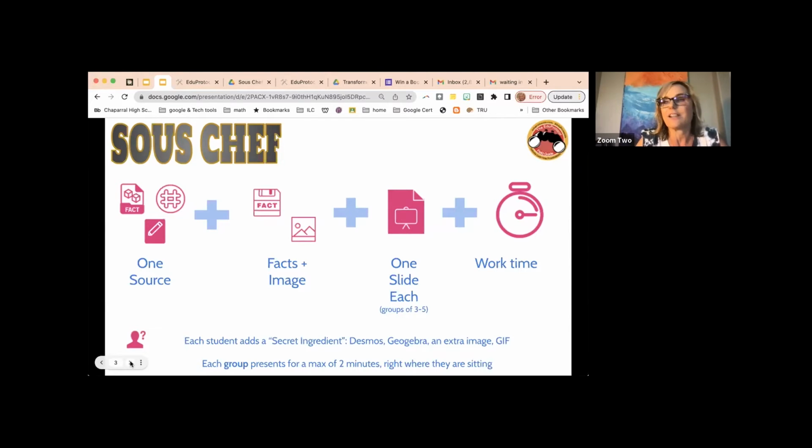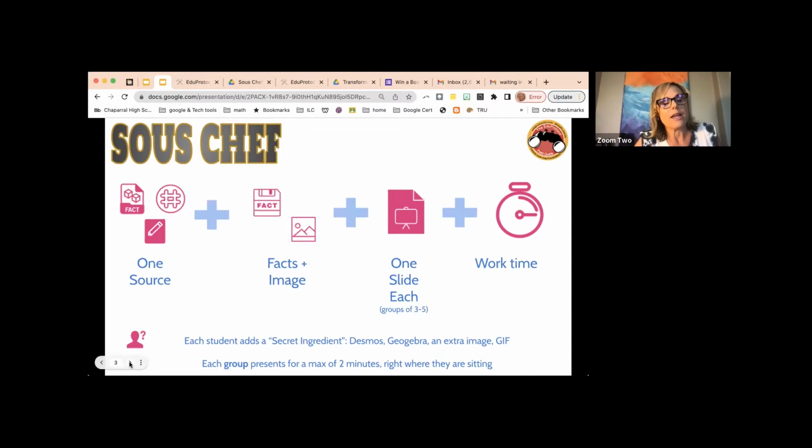Some of my favorite secret ingredients include using Desmos or GeoGebra, some sort of extra image. Your secret sauce could really be something that extends the activity, like something for them to read, a link to explore, a tool, or a video that you add onto the slide. And then you give your students time to work, and then they present their findings to the class. So each group is going to be jigsawing an idea together, and then they're going to present their ideas to the class, and you guys are going to get to do that too, right?